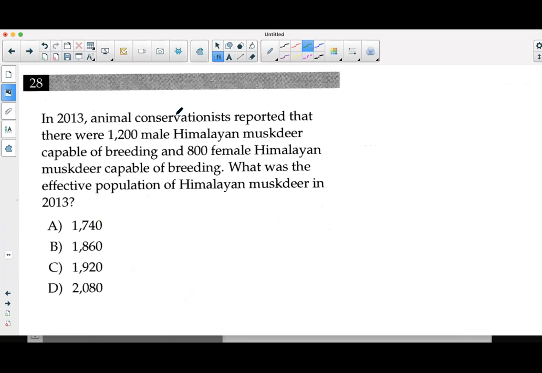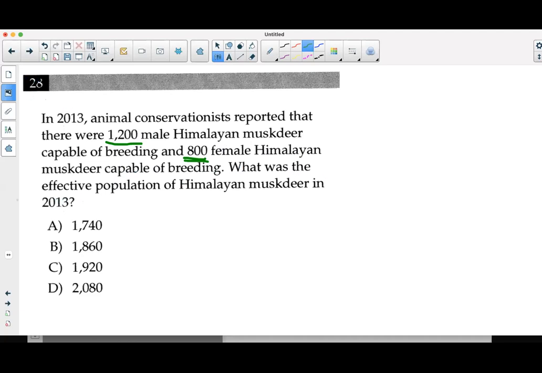So in 2013, Animal Conservation reported that there were 1,200 male musk deer capable of breeding and 800 female musk deer. So 1,200 and 800. What was the effective population in 2013?